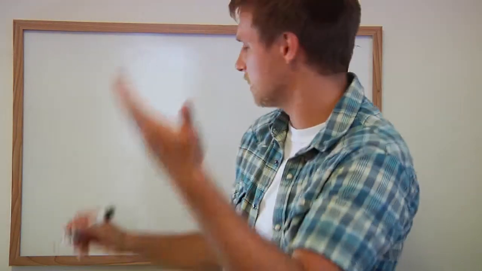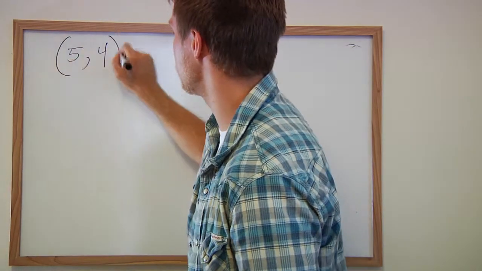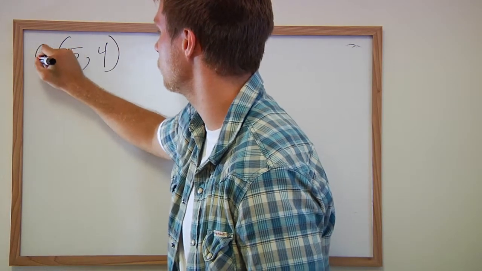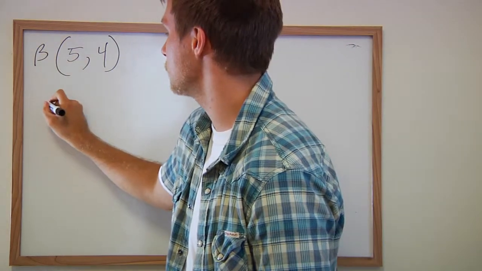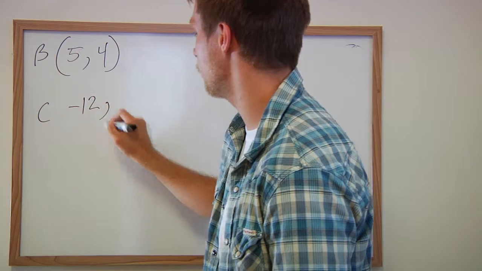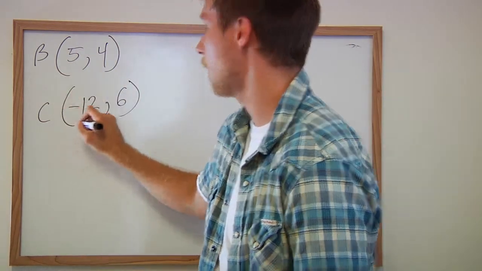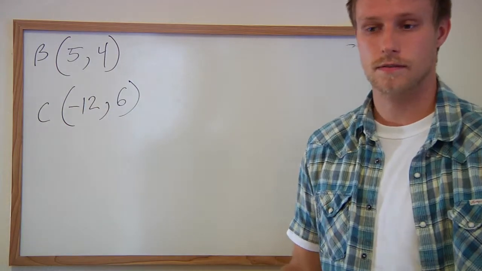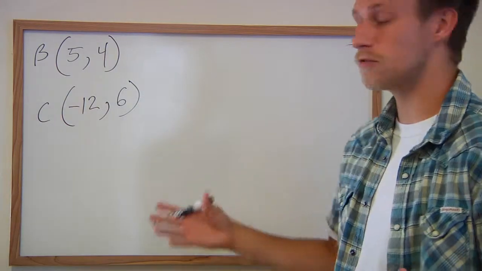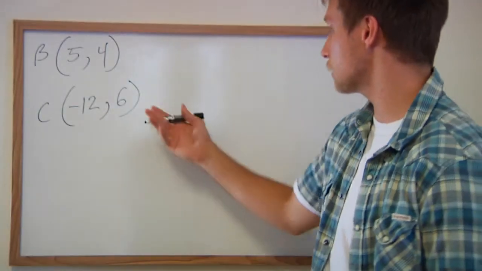And I'm just going to take 5, 4, and I'm going to make that my point B. And I'll make my point C negative 12, 6. I made 2 random points. And any 2 points can form a line. So that means any 2 points can have a slope. So let's use our slope formula.